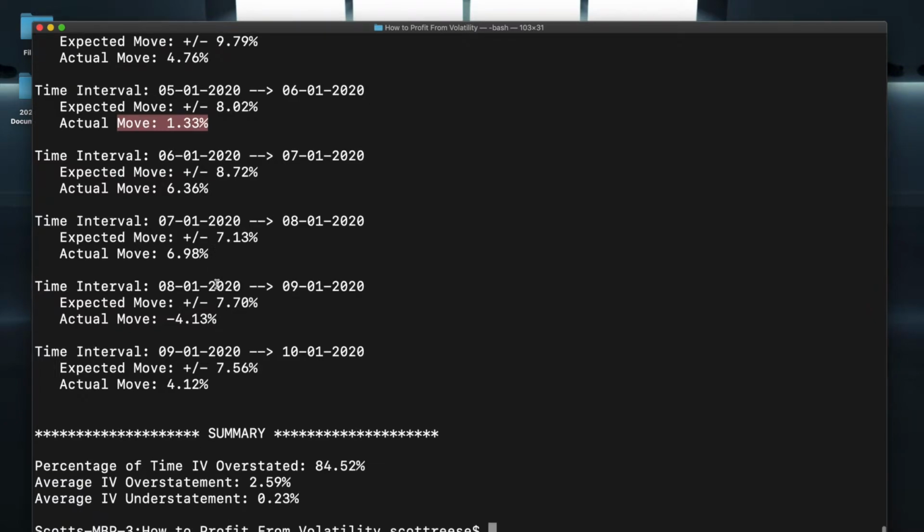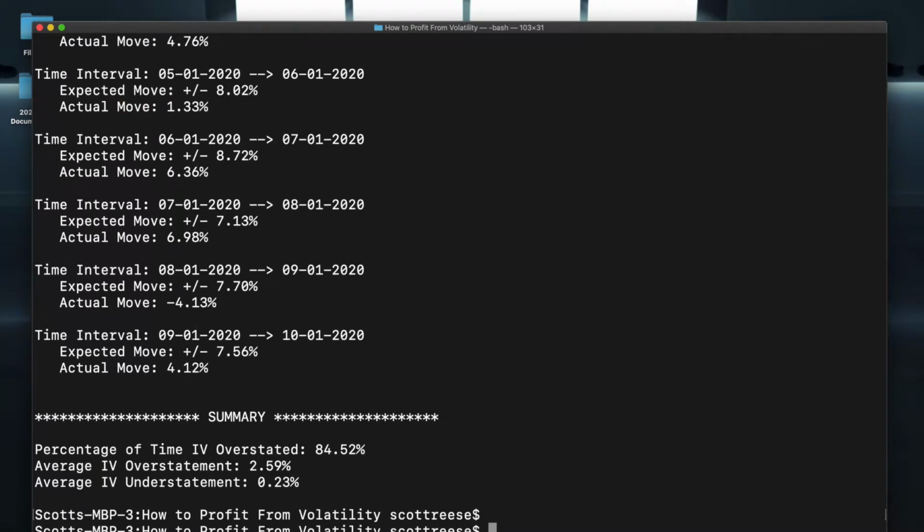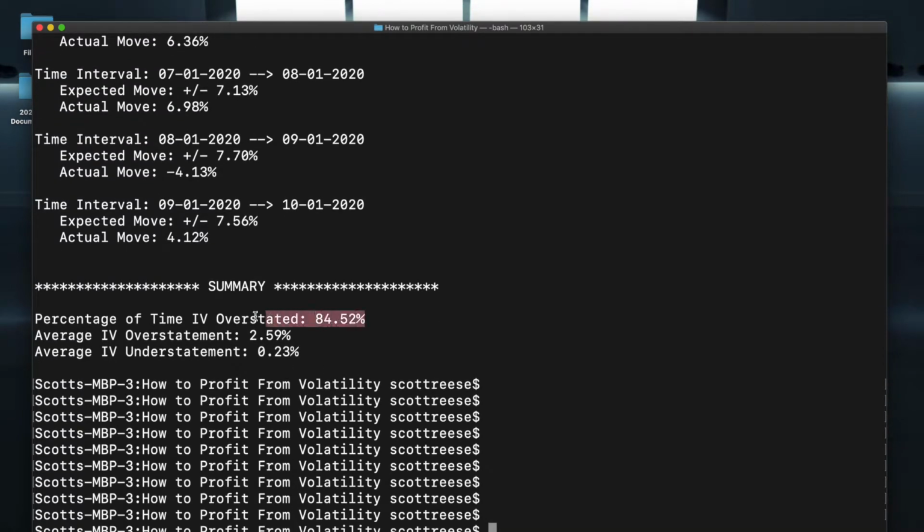And now if I scroll to the bottom, you can see some high-level stats over the entire time period. And the most important one to look at will be right here. The percentage of the time where implied volatility was overstated was 84.52%. So the vast majority of the time, the expected moves of the S&P 500, as stated by the VIX, is way greater than what actually happens over that time period.